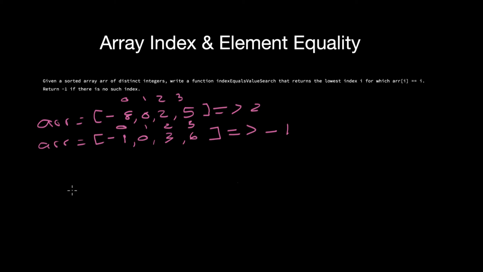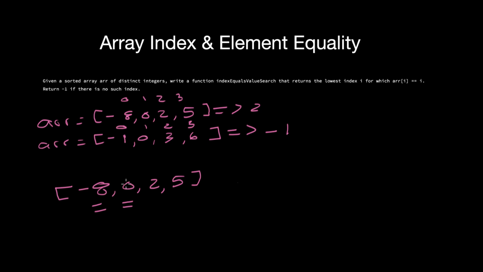So there are actually two solutions to this problem. Let's look at the simplest solution you can come up with. So if we go through -8, 0, 2, and 5, one of the things you can do is just a simple linear scan. So you can start at -8, and say, does the value here equal 0? It does not, so you move on. Now you're at index 1.